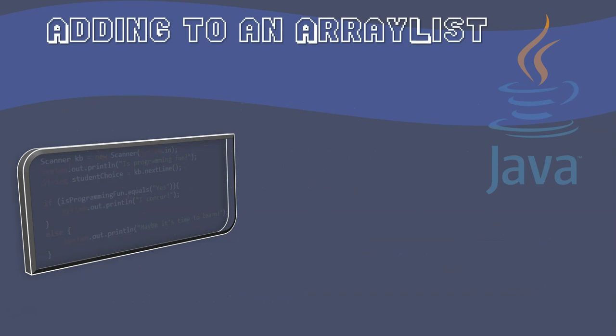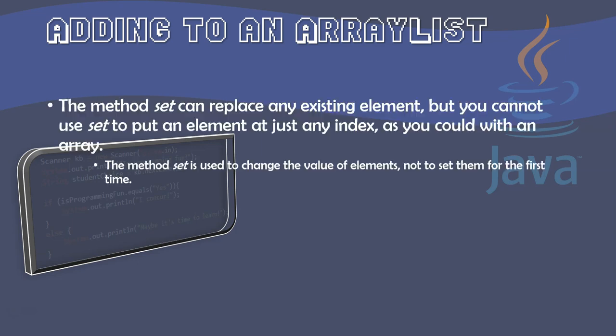Now, let's actually look at how to manipulate an array list. First off, what if we want to add an element to an array list? Because that was one of the big selling features of array list. We can add things to it, right? Well, when we start looking at that, we have to use the set method. And the set method is how we can replace any existing element. So if we want to update an element in the array, all right, but we can't simply put it at any index as you can with an array. The method set is used to change the value of elements, not to set them for the first time. So this is a very important distinction. If we want to finish filling up that array list, we're not going to use set. Set can only modify.